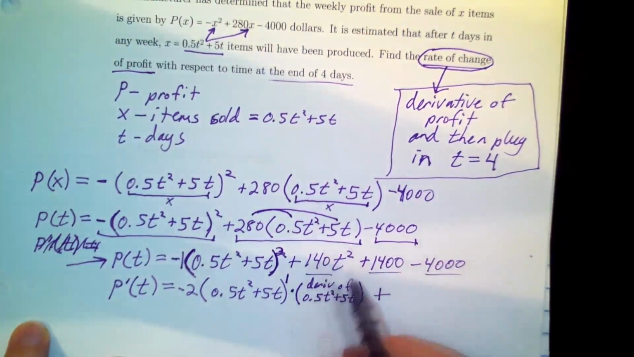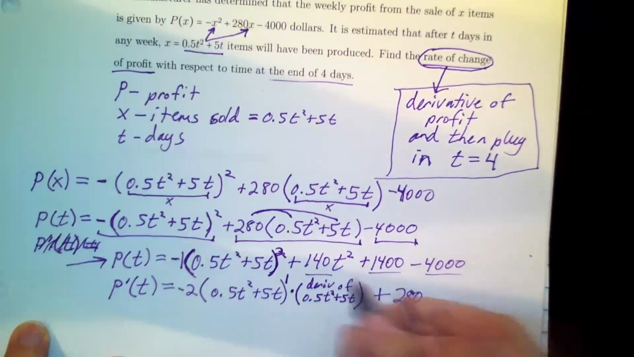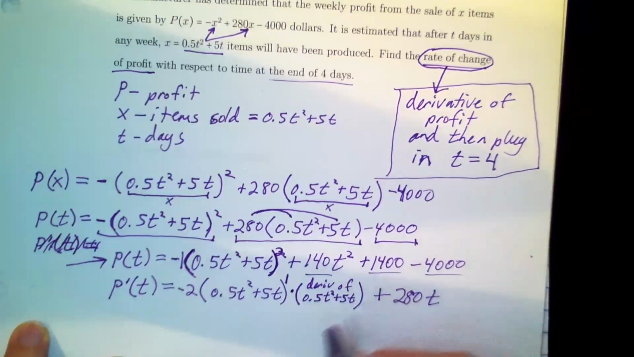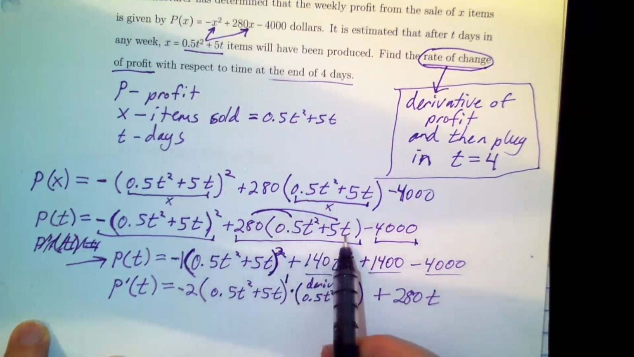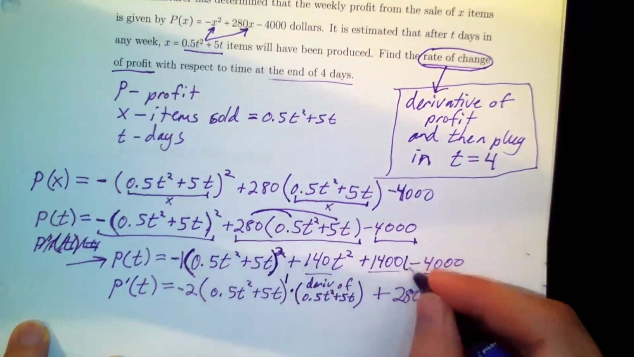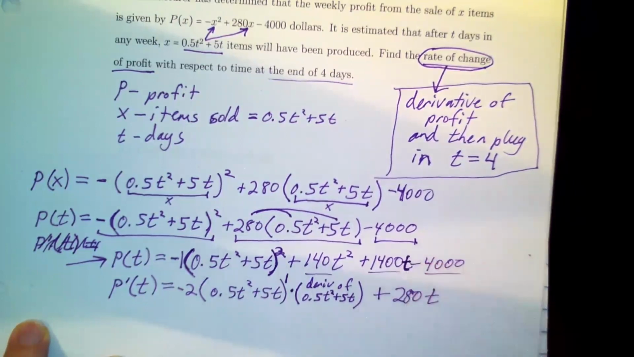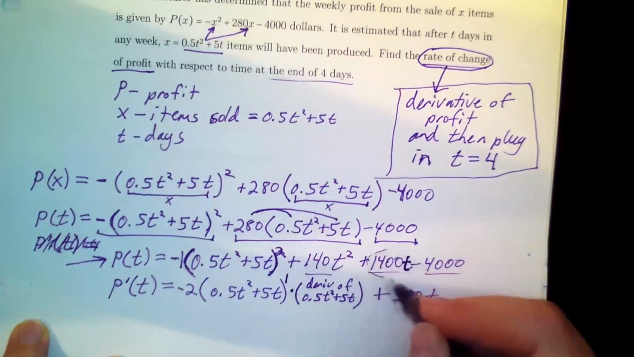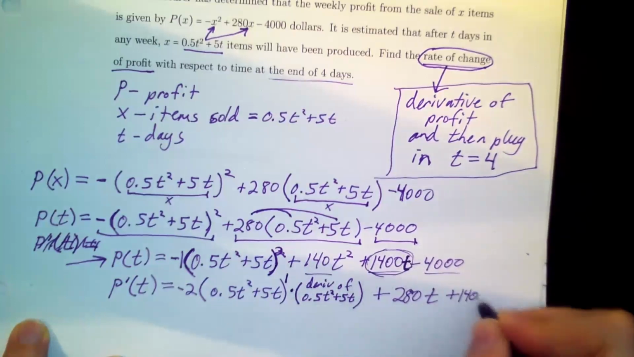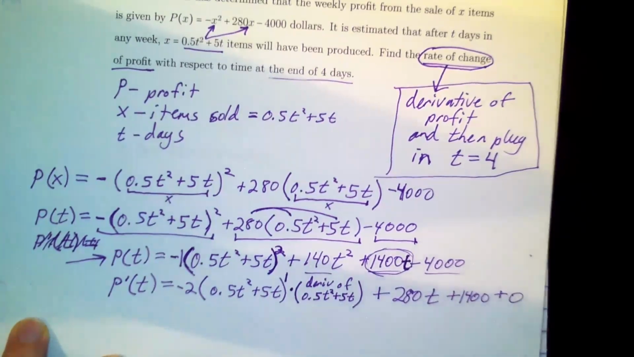Now let's scooch over here to my 140t squared. I'm going to take the derivative of that. That's a power rule. 140 times 2 is 280, t to the 2 minus 1. So I get 280t. Now I forgot here, it looks like when I was multiplying in my 280, 280 times 0.5t squared is 140t squared. 280 times 5t is 1400t. Got my t there. Doesn't go anywhere. It's still there. And then my minus 4000 goes down. Okay. So the derivative of 140t squared is 280t. And the derivative of 1400t is 1400. The derivative of 4000 is 0. So I'll write that there for emphasis.